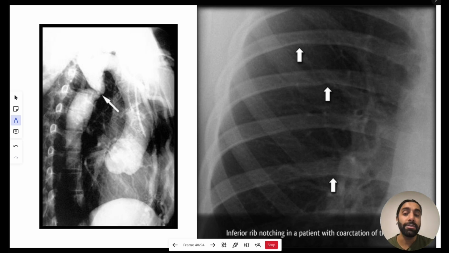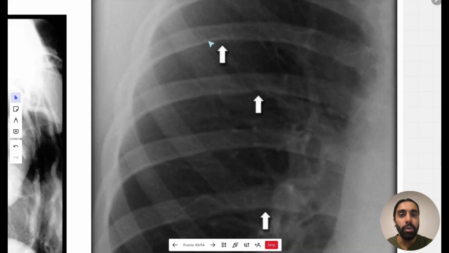And so if they ask you what's the next best step in testing, you want to get blood pressures on these patients. If you get blood pressure on the right arm and the left arm, and there's a difference of 20 in the systolic pressure, then that might be a sign of coarctation.